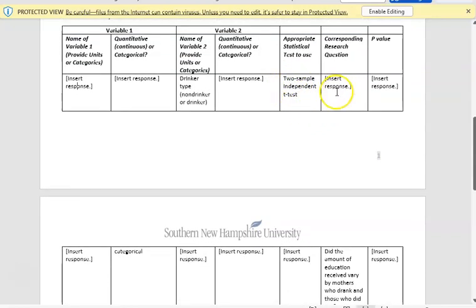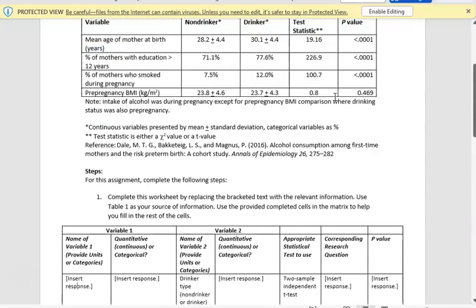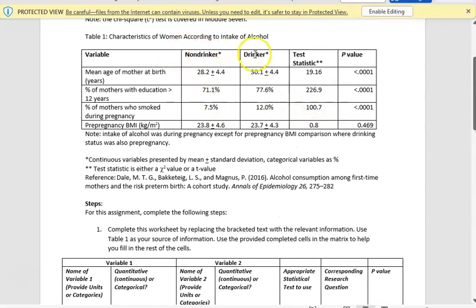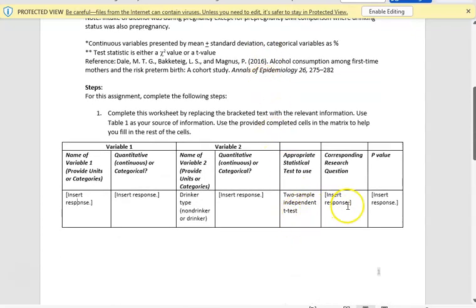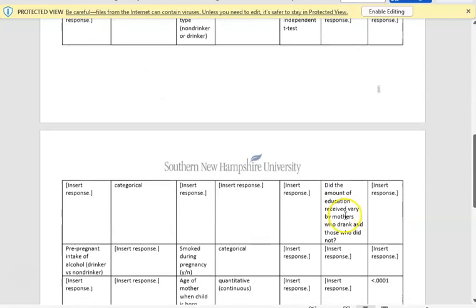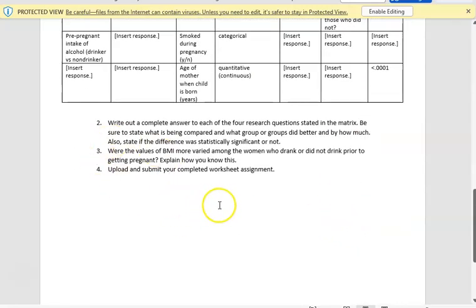And the corresponding question for age, was age different? That's what these two tests are assessing, whether there's a statistically significant difference between the two groups. Two groups, again, are non-drinker versus drinker. Was age different between the two groups? That would be the research question. You can type the answer right below it, or you can come down here and answer it.